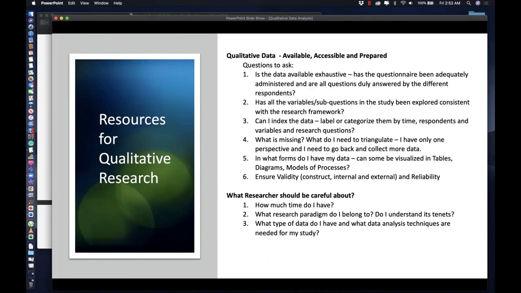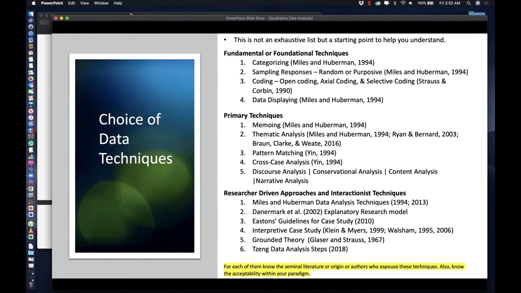Then what should the researcher be careful about? Then I will go to the choice of techniques. There are different types of techniques. You have to know what you are going to use them for. There are the fundamental ones and the primary ones. You have to make a choice, depending on what we want to do. The fundamental one can help us define our first order constructs, and the second one our second level constructs. Then when we put them together, we can finalize the work.